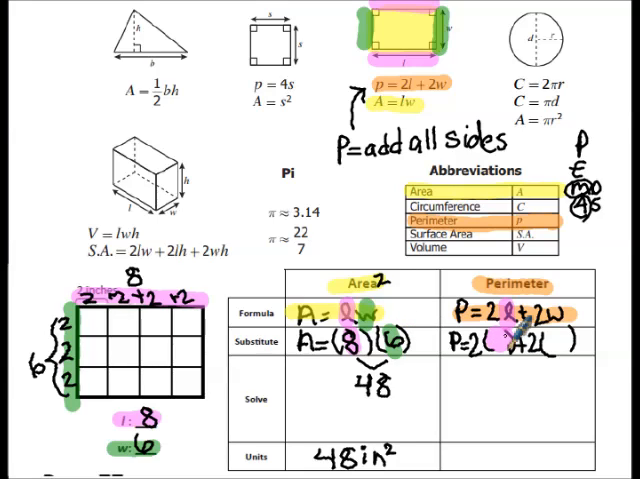So I'm going to replace the L with 8. And if I look at the width of the rectangle, the width is 6 inches, so I'm going to replace the W with 6. Now multiplication comes before addition, so I can do both multiplications here. 2 times 8 is 16, and 2 times 6 is 12, before I complete that addition. And I see that there are going to be 28 inches that go all the way around that rectangle.